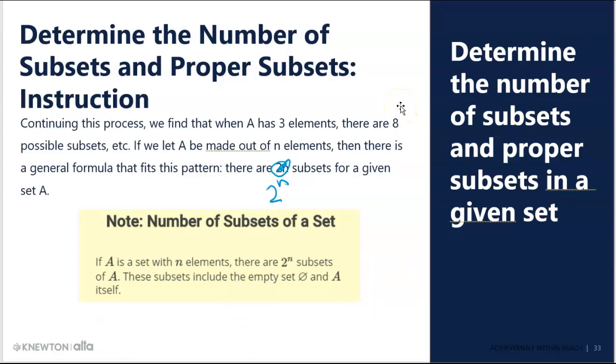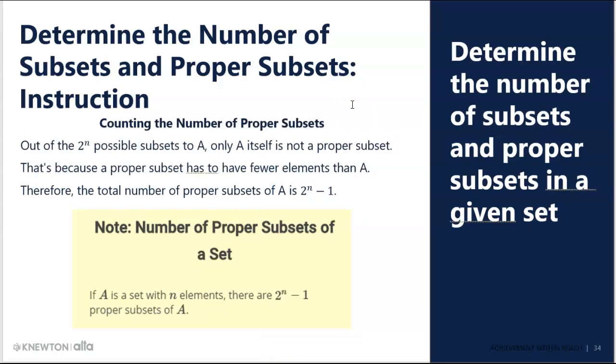So what does the raised n mean? If I have 3 elements, so n is 3, 2 to the third. This is not 6. That's the biggest mistake students make with this. This is very simple, but you've got to remember that's 2 times 2 times 2. So 2 times 2 is 4, times 2 is 8. You write down the number 2 the same number of times as the number of elements you have, and multiply them all together. That's 2 to the nth if n is the number of elements.